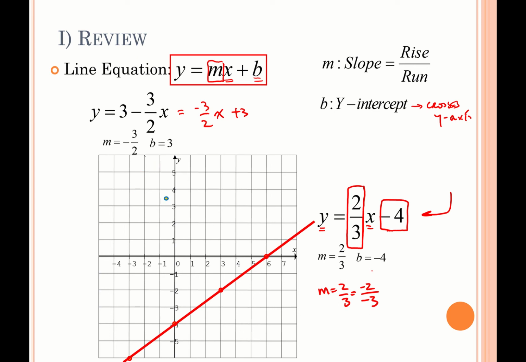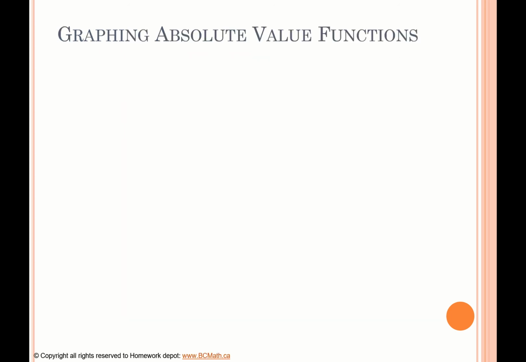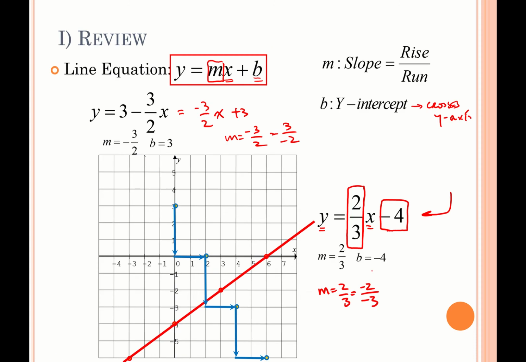So you start at your y-intercept. When the slope is negative 3 over 2, that means you can go down 3 and right 2, or up 3 and left 2. So you go down 3, right 2, down 3, right 2, or you can go up 3, left 2, and then there's your line. So in this lesson, you need to know how to graph a line equation in the form y equals mx plus b or any other form.